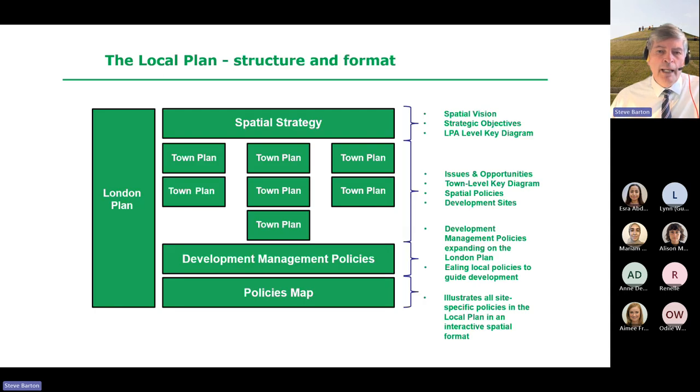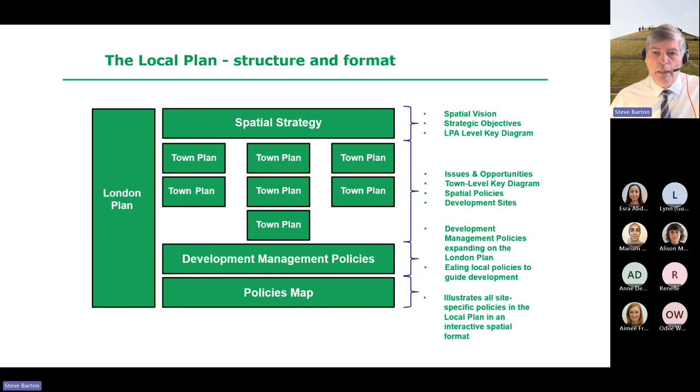So the local plan is structured as follows. Firstly, to make the point that the London Plan is an integral part of our local development plan, so we do not repeat or duplicate policies in the London Plan. The first two chapters of the plan set out some broad context and a policy framework that the council operates within. Chapter three sets out the spatial strategy, which includes our vision and strategic priorities, and includes a high-level diagrammatic key diagram.